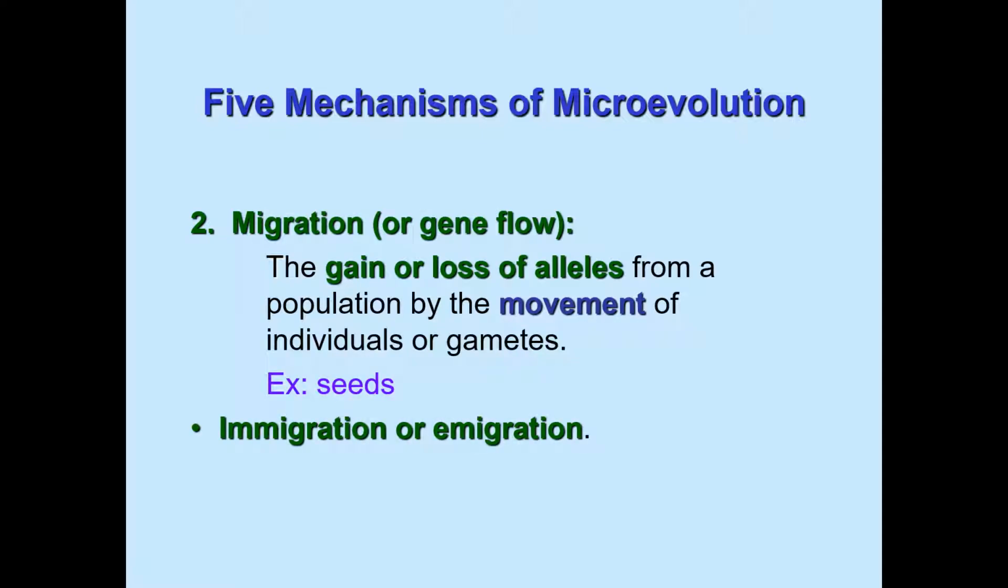Now, number two, migration. Basically, you can get a gain or loss of alleles from a population by the movement of individuals or gametes. Classic example of seeds. Seeds will spread far and wide, and so you'll lose some alleles, you'll gain some. Okay, if other seeds get mixed in or so forth. Immigration or things like that.